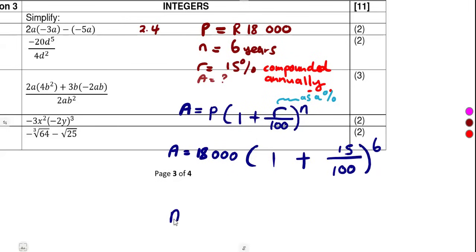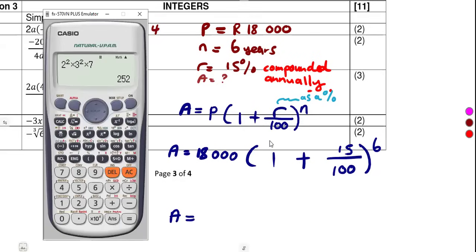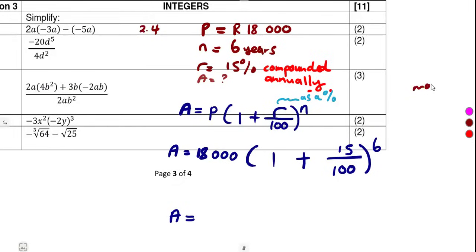Guys, with this type of equation, do not try to be a hard person. Use the calculator, all right? You're dealing with money, so you round off to 2 decimal places. All right, so let's take our calculator.